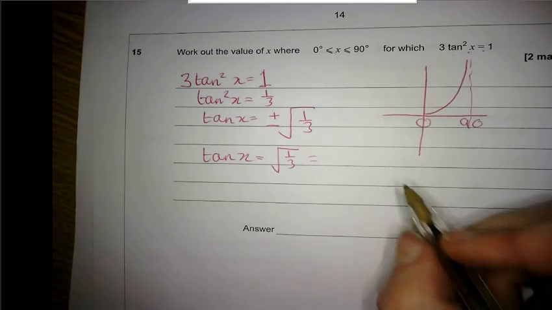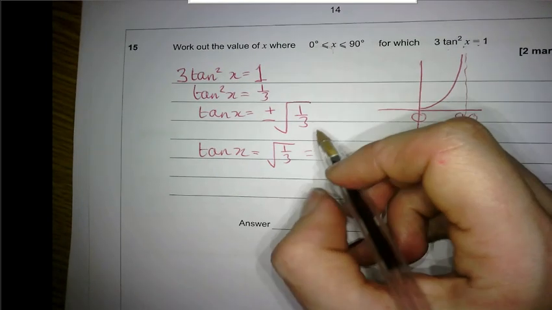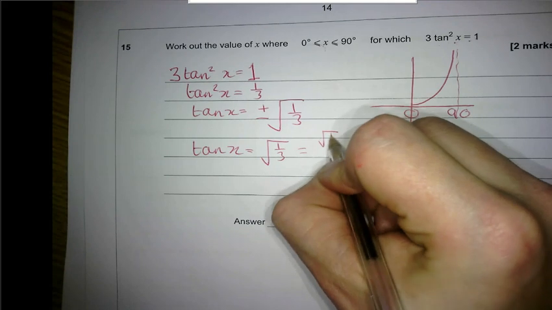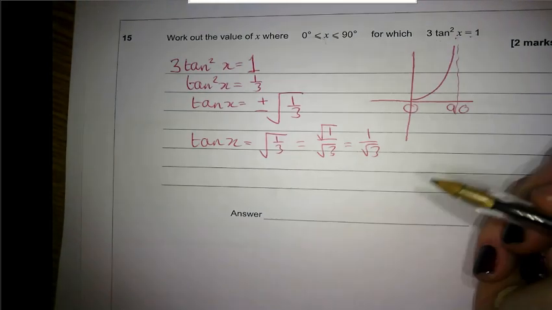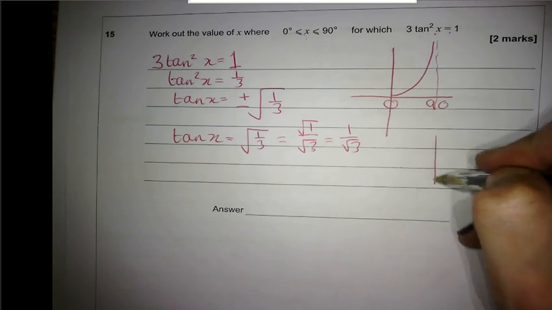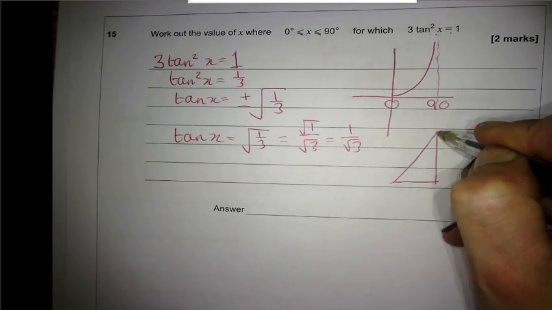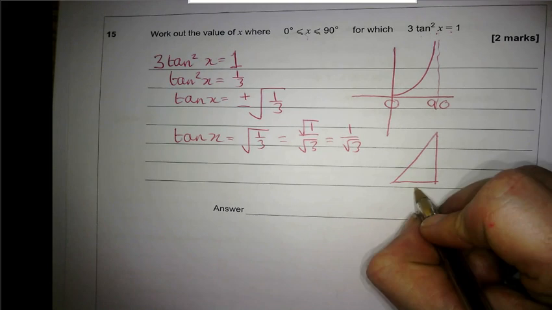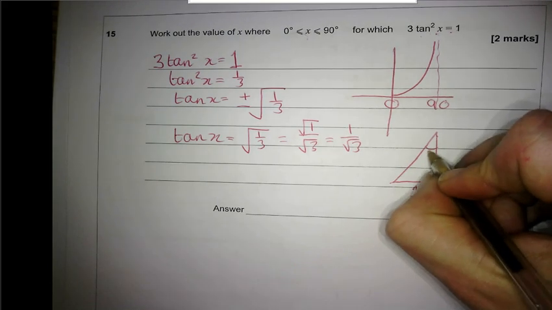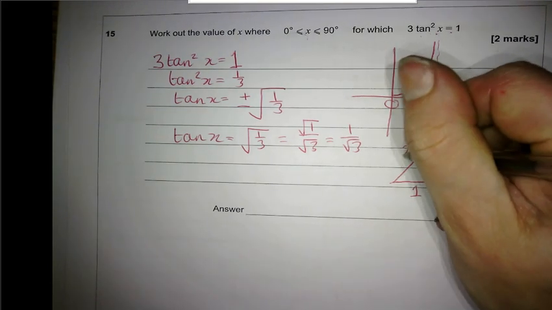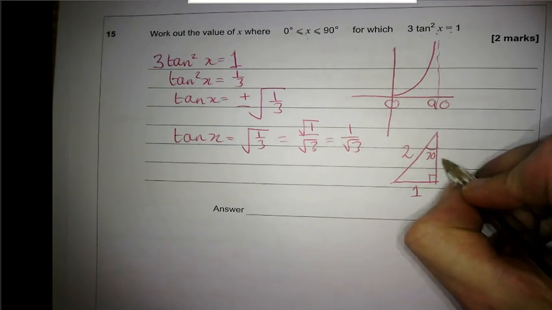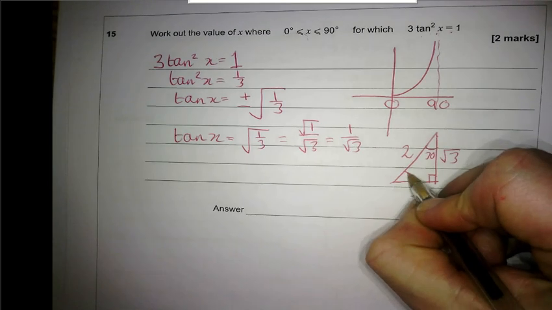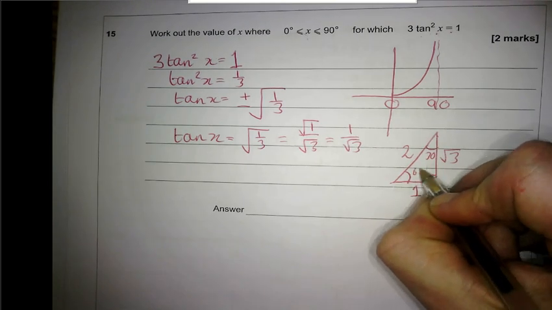And I don't have a calculator, so I'm going to see if this is one of those nice exact values. So how else can I write this? I could write it as the square root of 1 over the square root of 3, which is 1 over root 3. I recognise that as an angle from that root 3 to 1 triangle. So the shortest side is 1, opposite the smallest angle is 30. The longest side is 2, opposite the largest angle is 90. The side in between is root 3, opposite the angle in between, 60.